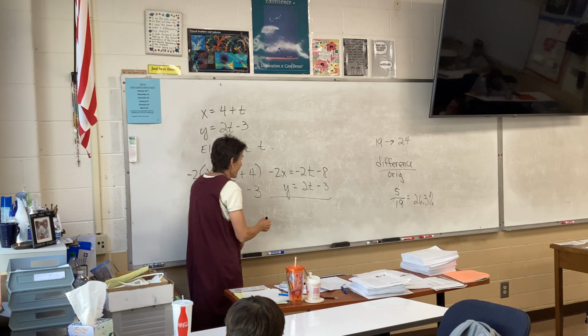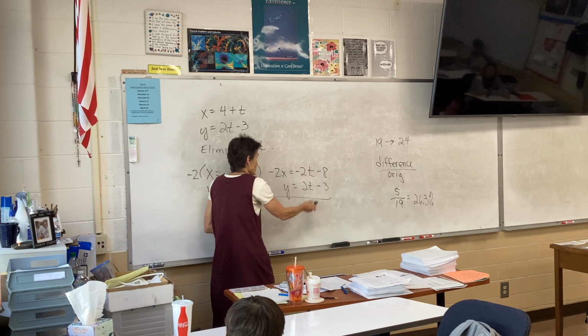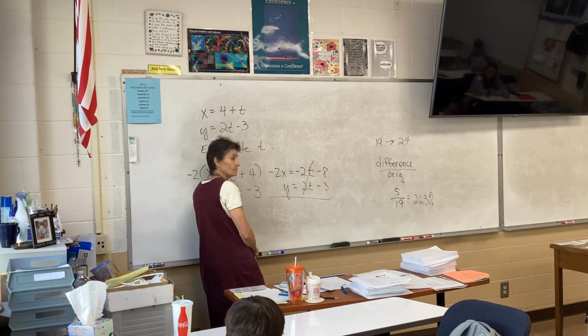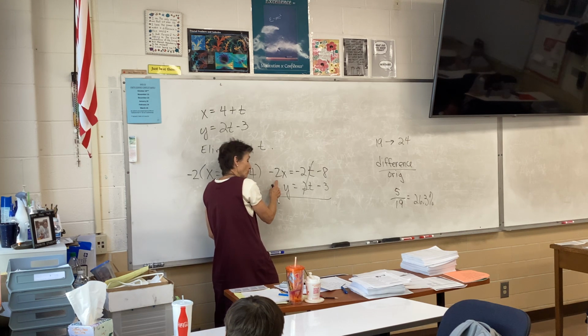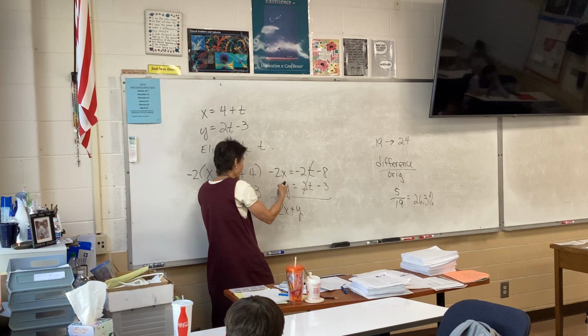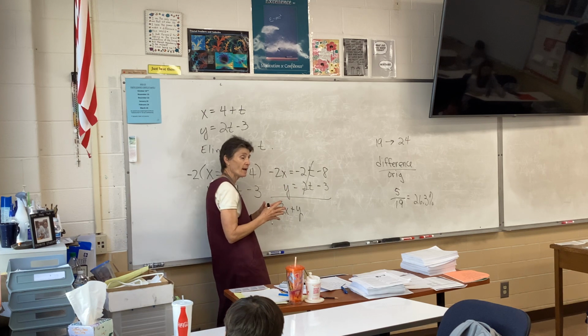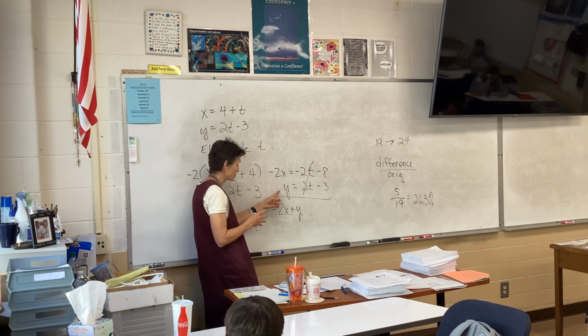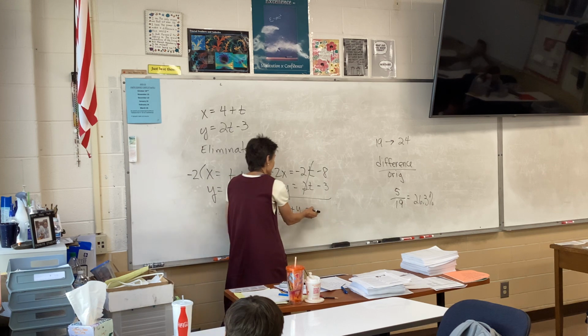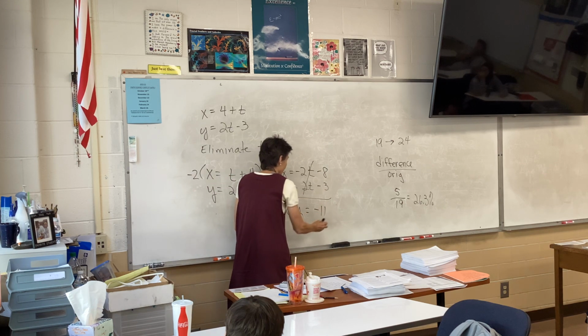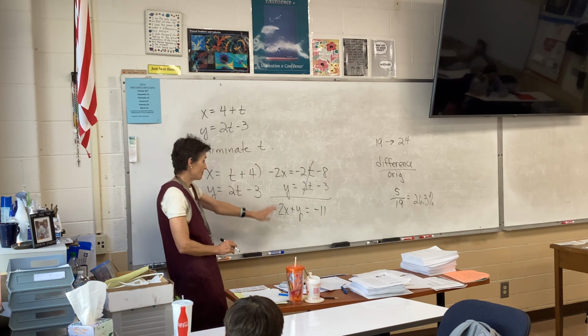And now what happens when I add my equations together? Don't those cancel? Which is exactly what we wanted to happen. Now, be careful with these. You are adding. So negative 2x plus y, those do not add, don't combine them in any way. It's negative 2x plus y equals negative 11. And that's your answer.